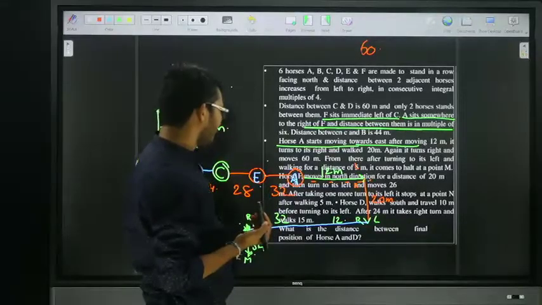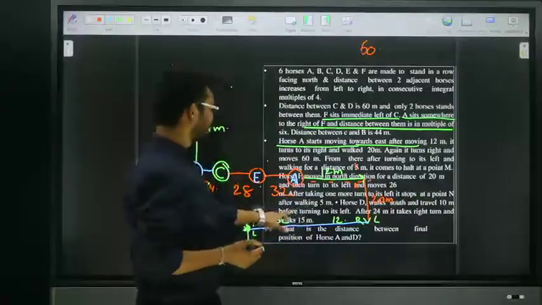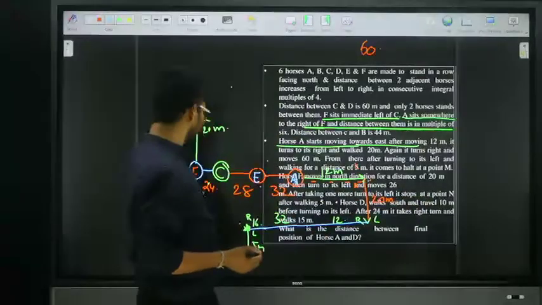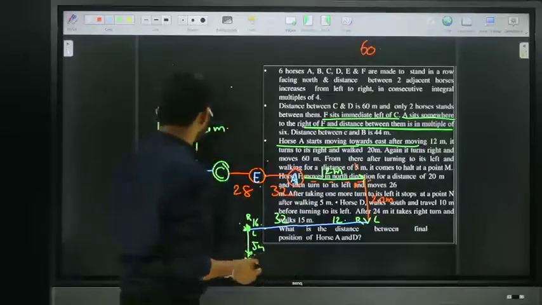Here, horse D walks south, and travels 10 meters before turning to the left. Now it takes a left turn. After 24 meters, it takes a right turn.